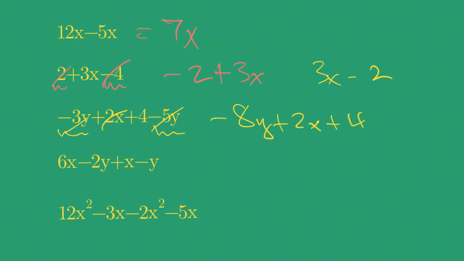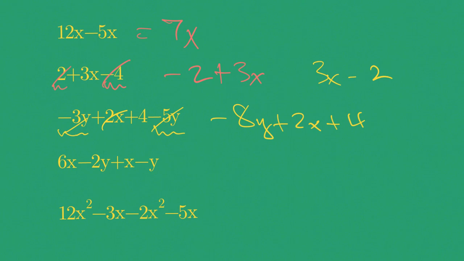Stay in there. A couple more examples here. Okay, let's take a look at this next one. How many terms are in this expression? There are 4 different terms in that expression, right? 6x, negative 2y, positive x, and negative 1y. And again, recognizing terms for what they are, terms are separated by pluses and minuses, okay?